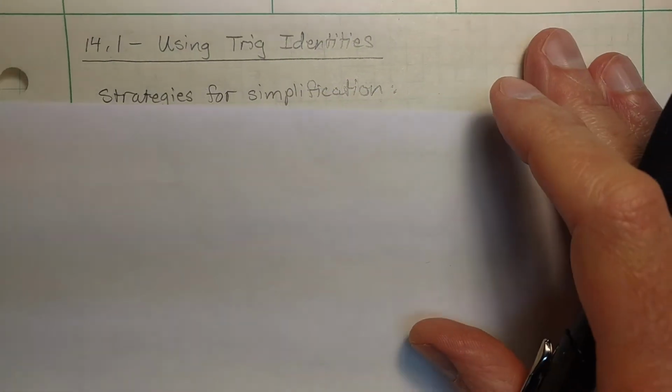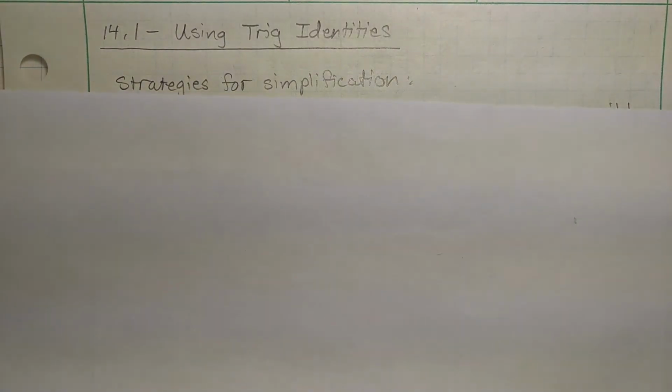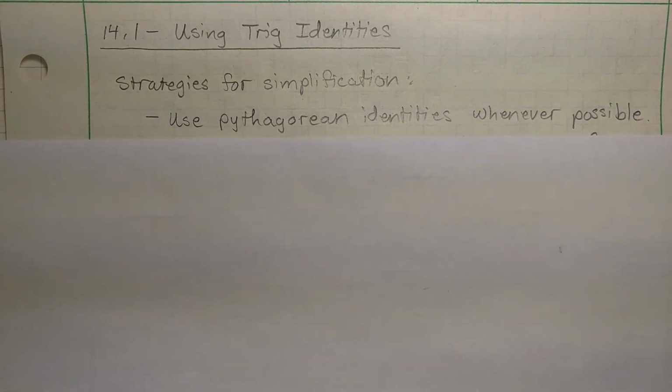So the only notes that we have is some strategies. You're going to be asked to simplify, and I'm going to give you a couple of strategies that will help you with your simplification. So first thing, use Pythagorean identities whenever possible. Now, the key to knowing when to use a Pythagorean identity is when you see that you have something squared plus or minus something. Then you think Pythagorean identities. Anytime you see something squared plus or minus something, that's when you tend to think of using a Pythagorean identity.